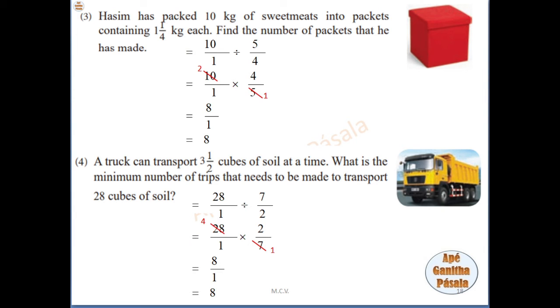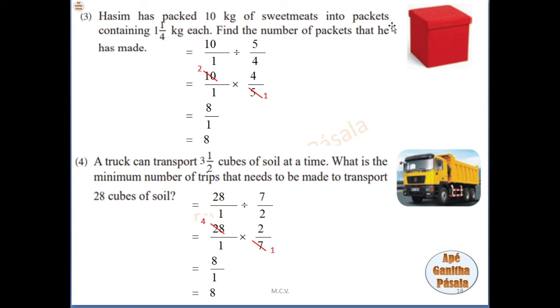Now in that exercise, sentence type problems are there. Let's see them. Hasim has packed 10 kilograms of sweetmeats into packets containing 1 and 1 over 4 kilograms each. Find the number of packets that he has made.